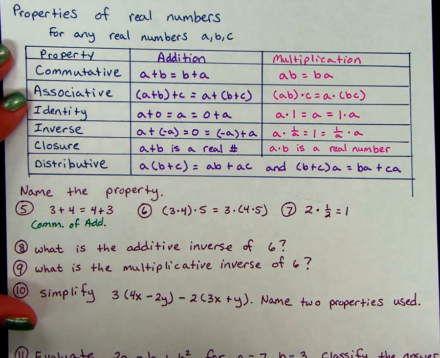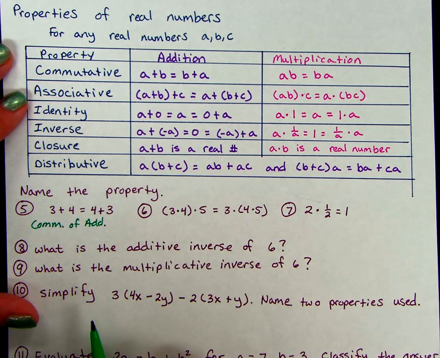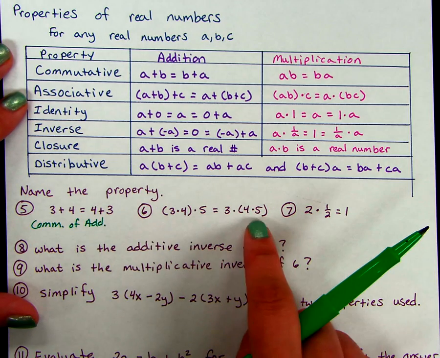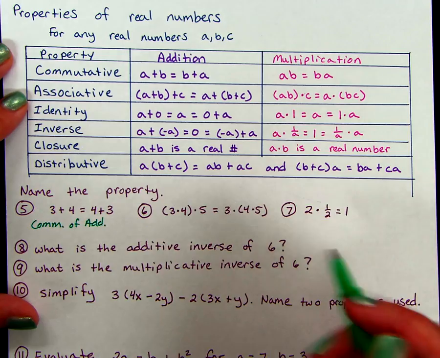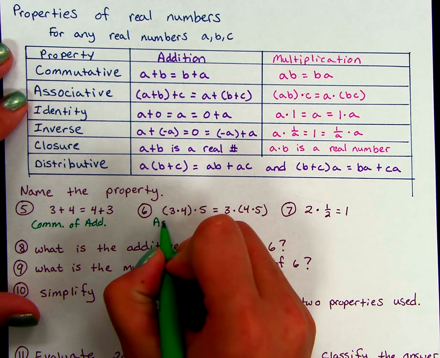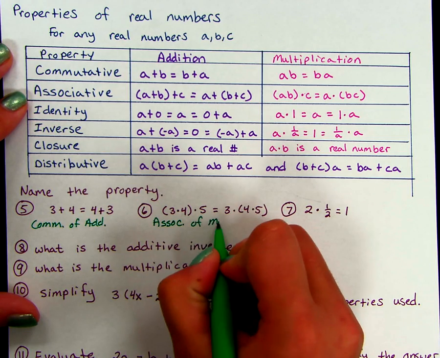All right, next one. So again, if I'm looking at this, we have 3 times 4 in a group times 5. And then it looks like our set of parentheses changed. So if we're looking at that, that matches our associative property of multiplication. So again, I'm going to abbreviate this. So associative of multiplication.